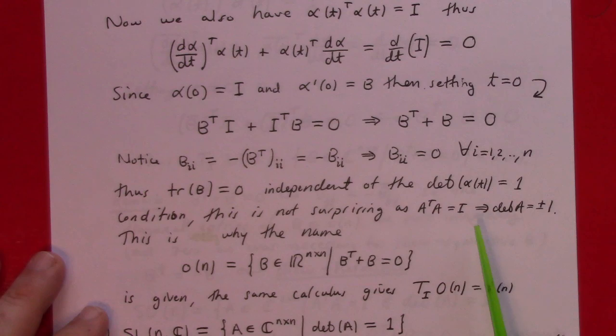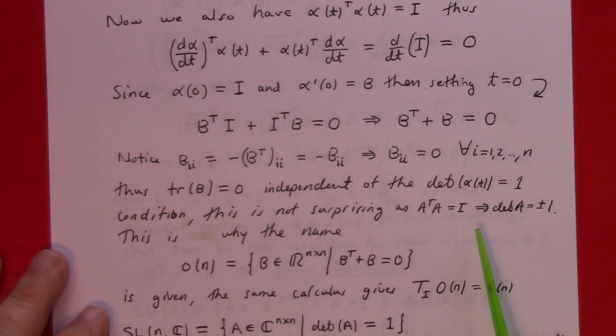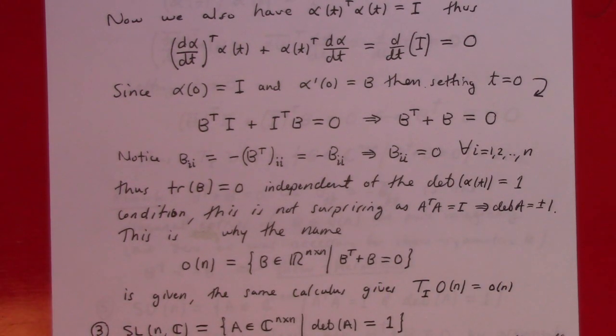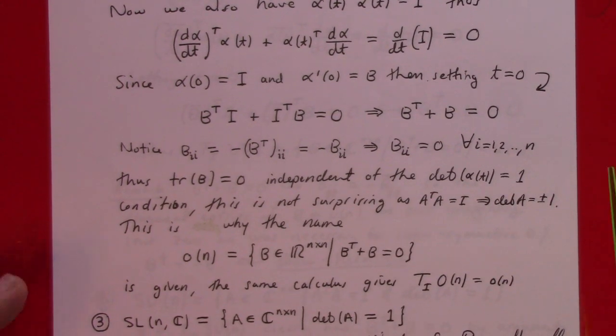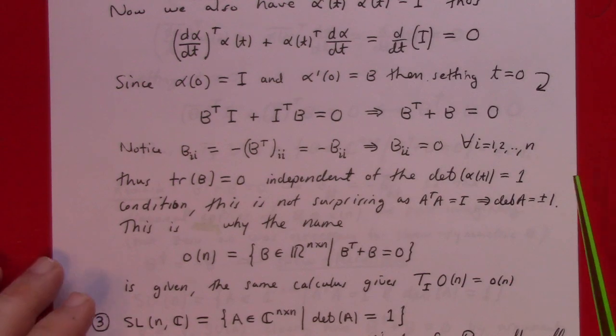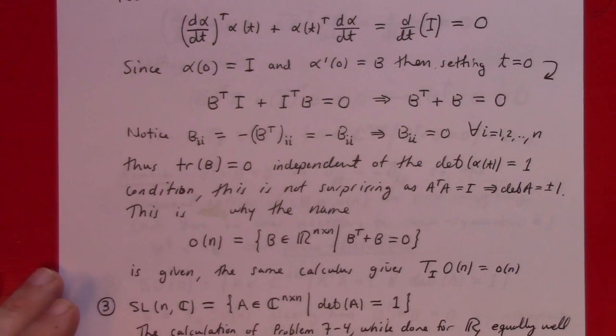And this isn't really surprising, because if you have the condition A transpose A equals I, you've got determinant of plus or minus 1. But this is why the Lie algebra is given the name little o(n), because that's actually the Lie algebra of big O(n), which is the orthogonal matrix group. So the Lie algebra of SO(n) and O(n) is the same. It's just the set of antisymmetric n by n matrices.